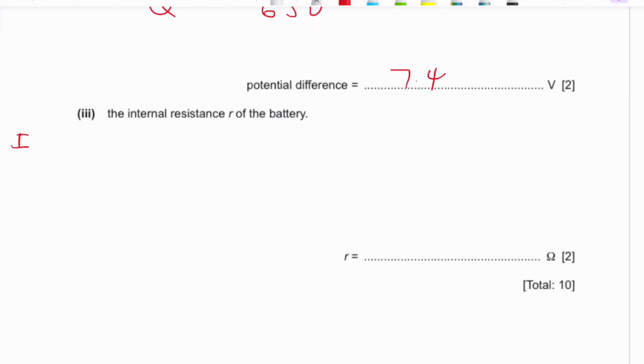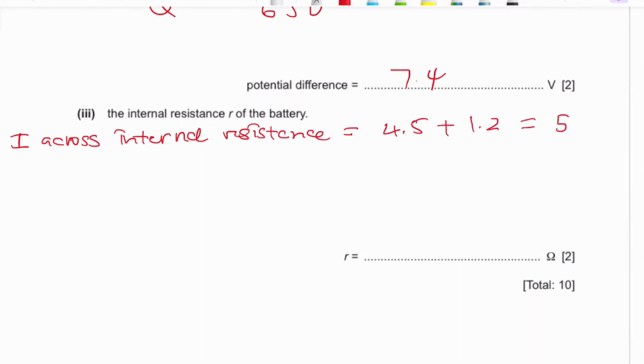We know that the I across the internal resistance is actually equivalent to 4.5 plus 1.2. So that's basically 5.7 amps, okay? But we know that V is actually equivalent to IR. Therefore, I is actually V divided by R.